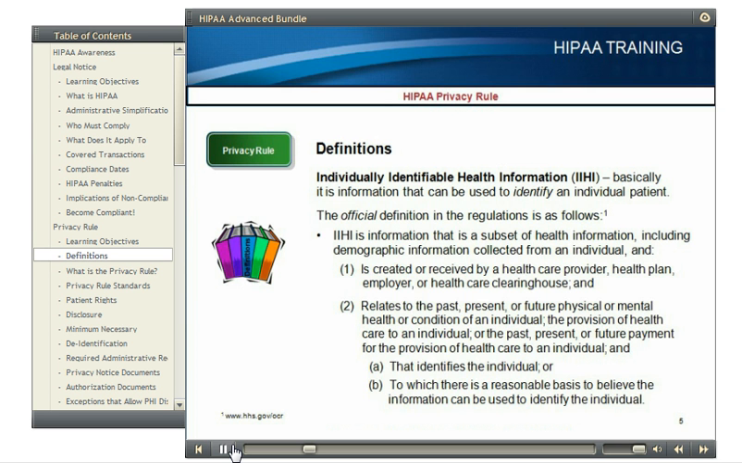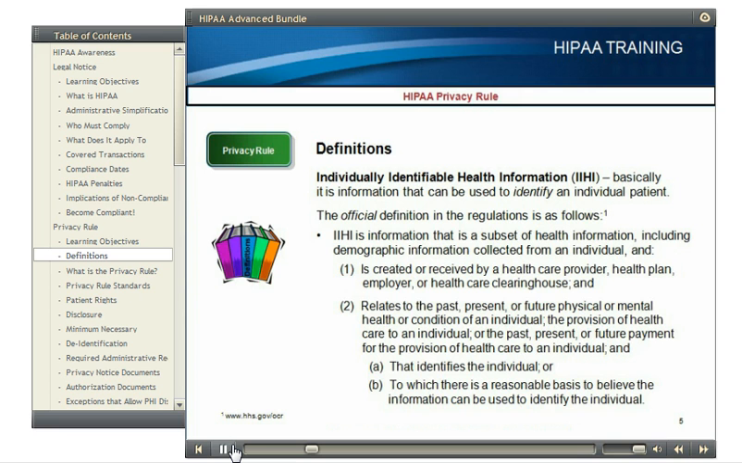Definitions. Individually Identifiable Health Information, IIHI. Basically, it is information that can be used to identify an individual patient. The official definition in the regulations is as follows. IIHI is information that is a subset of health information, including demographic information collected from an individual and 1. Is created or received by a healthcare provider, health plan, employer, or healthcare clearinghouse, and 2.